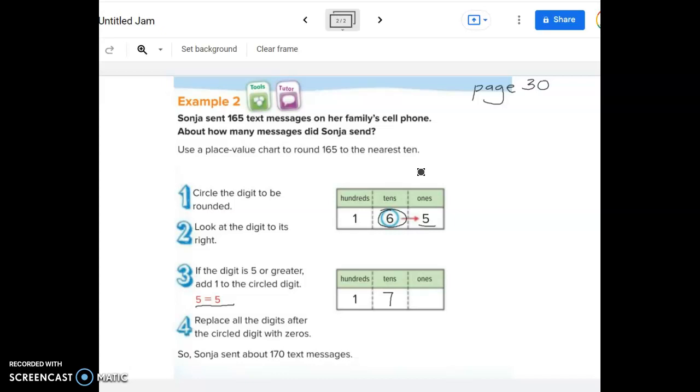And then the last rule is replace all digits after the circled digit with zeros. And there we go, we place a 0 in the ones place value. The answer then is Sonia sent about 170 text messages. Our answer is 170. I hope that has helped you understand how to do place value, not only with digits that are 5 or above, but also with digits that are less than 5, or 4 and less.